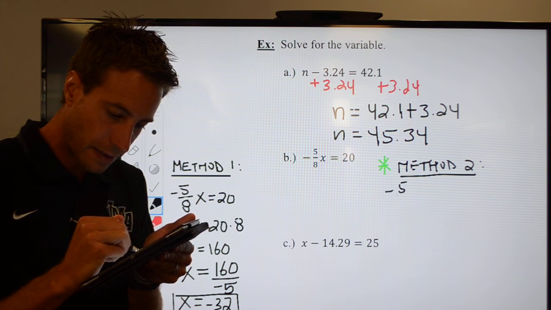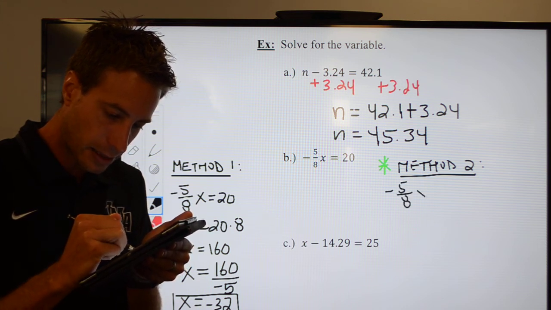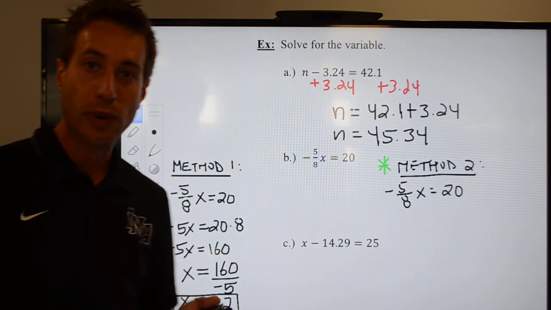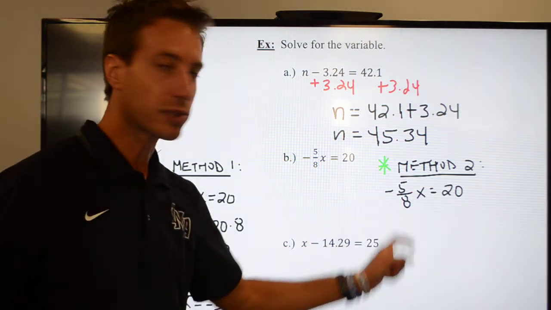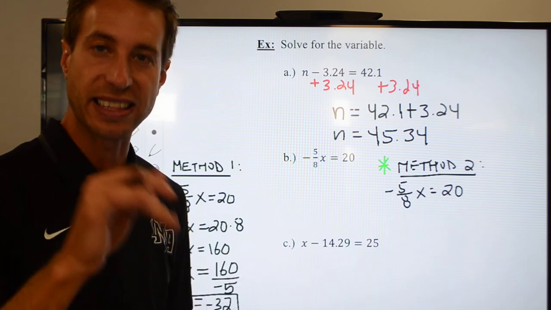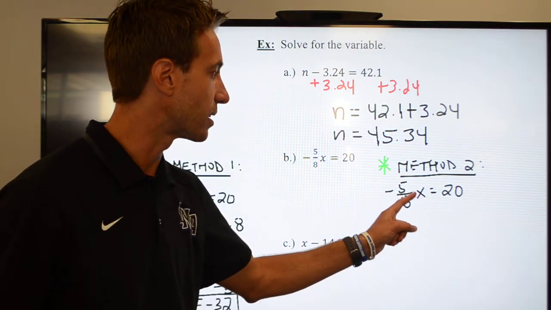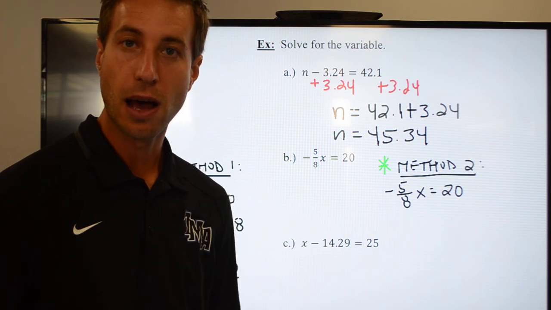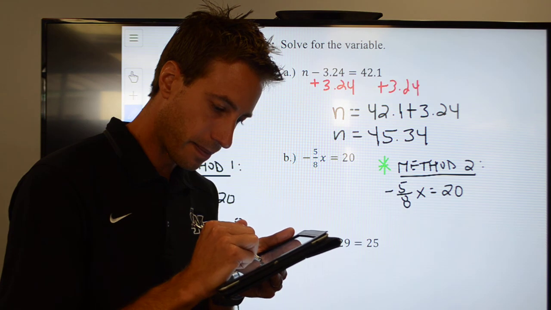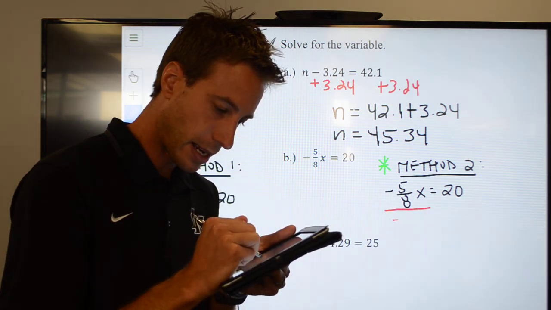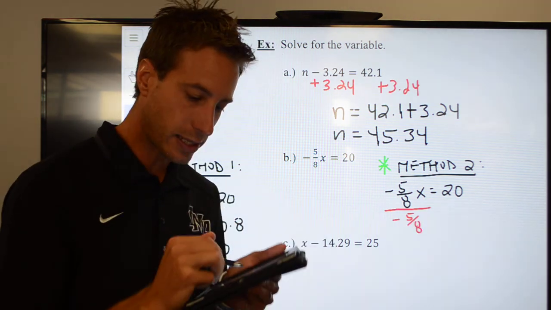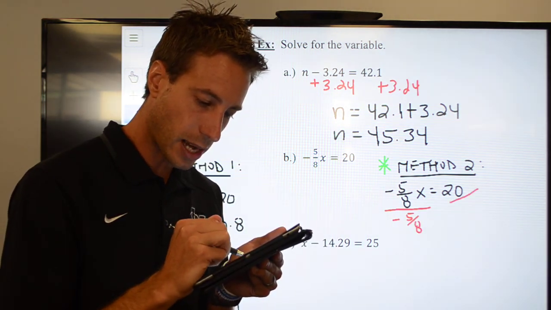-5/8 x is equal to 20. Here's what you might recognize. You'd be like, hey, I'm multiplying by a -5/8. I'm going to take care of the whole thing at the exact same time. Since x is multiplied by a -5/8, I'll divide by a -5/8. Let me put that in red. Divide by -5/8. But whatever I do to one side, I must do to both sides.